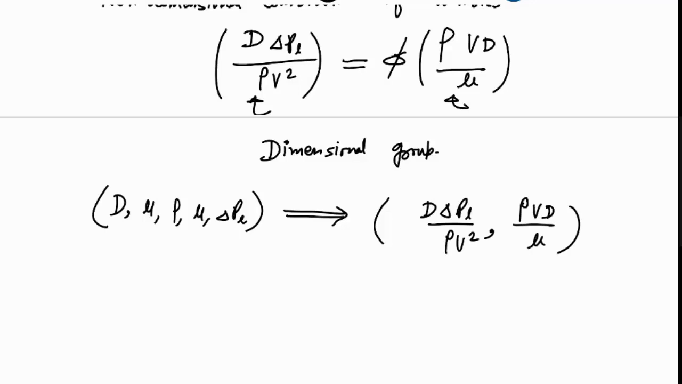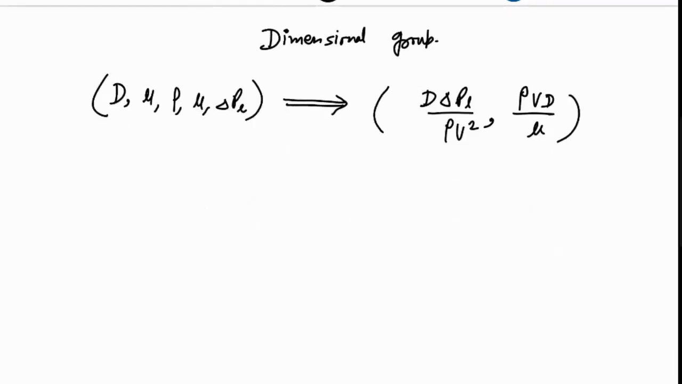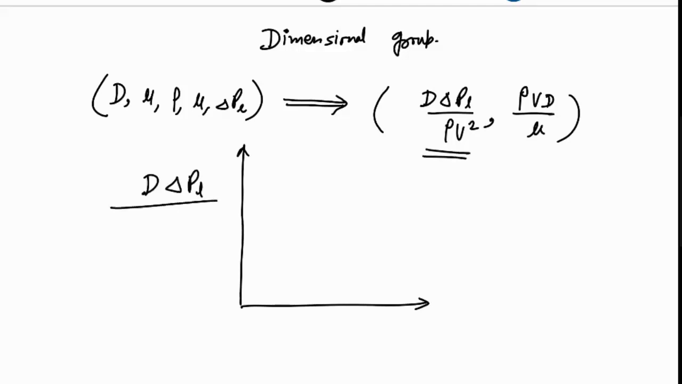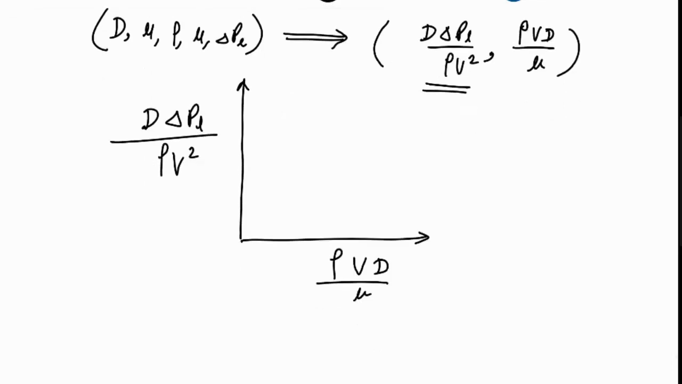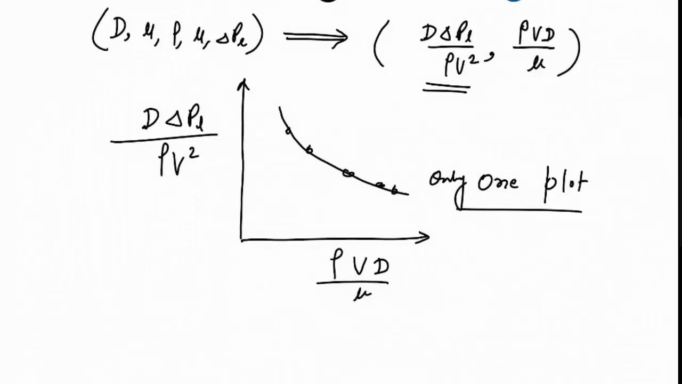So 2 variables. Now once I know this tool, there are only 2 variables, I can do experiments. So what we will do is, on the y-axis, I have 1 variable. This is the response, a dimensionless group, rho vs square, and on the x-axis rho vd by mu. So we have reduced our problem, and now I can perform the experiment and get this graph. My problem has been reduced, and I need only one plot. Only one plot is needed in this case.